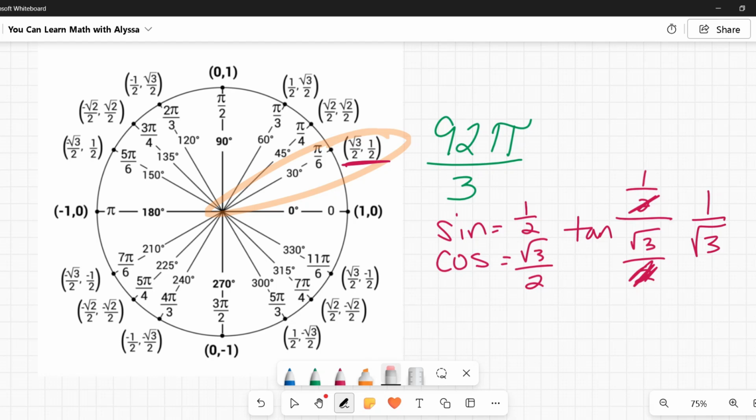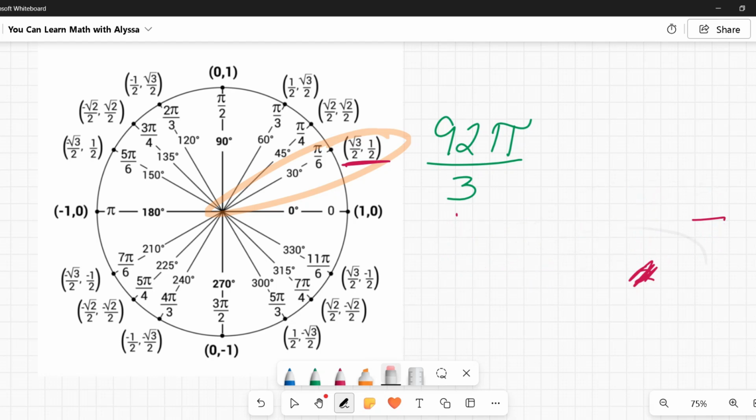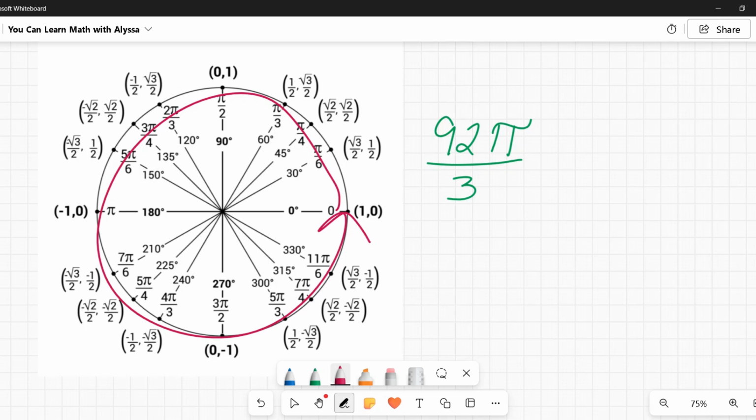Right, so back to our 92 pi over 3. Well, where does that come in? Where is 92 pi over 3 on this? If you were to go all the way around the unit circle, that's 2 pi. Go around it again, 4 pi. Go around again, 6 pi. Go around, 8 pi. So we can remove multiples of 2 pi from this.